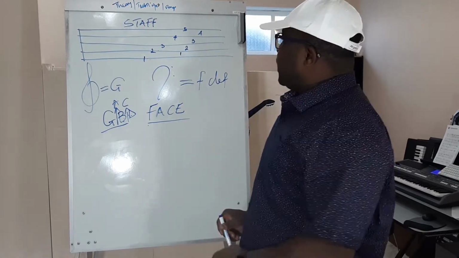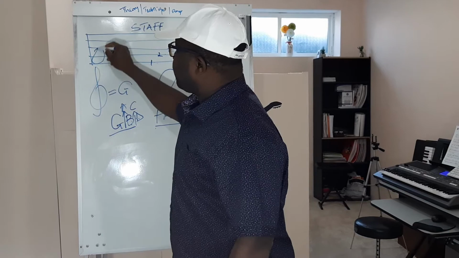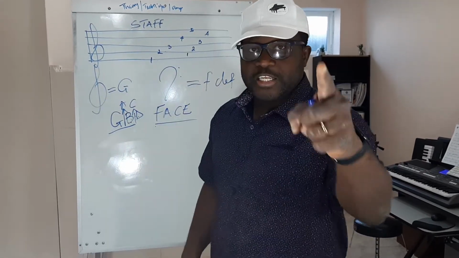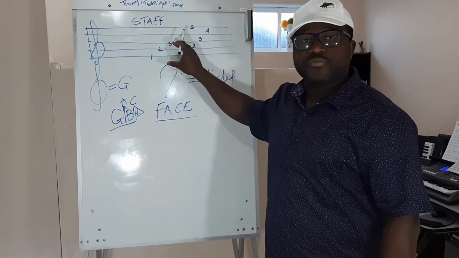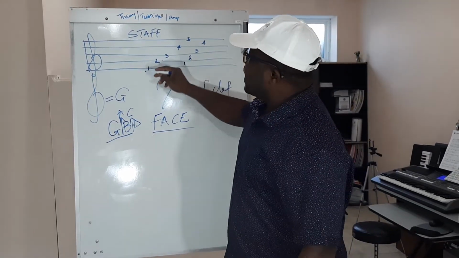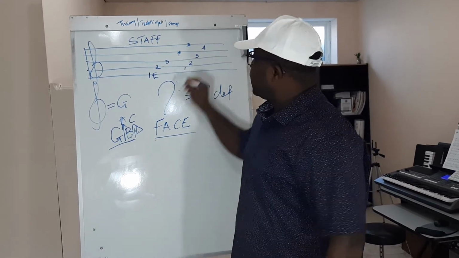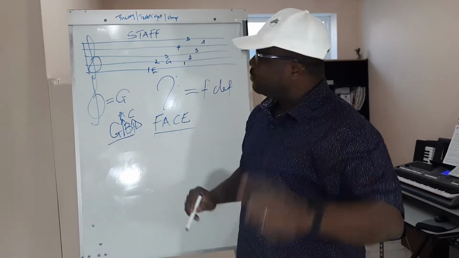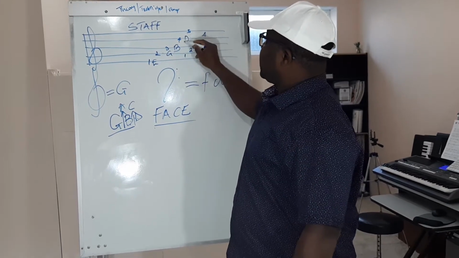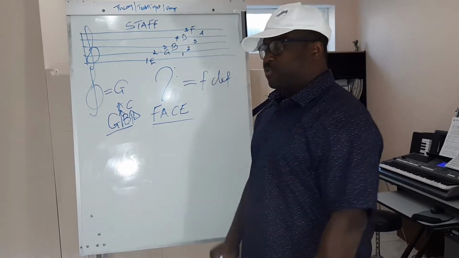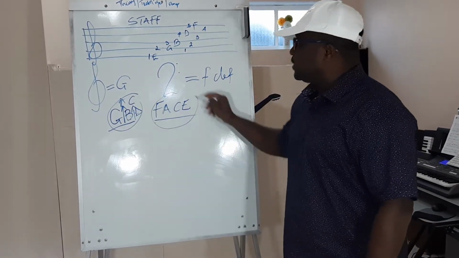So what does this mean? It means that if we put a treble clef on the staff, turning it to a treble staff, we now get E as the first line, G, be with me now, G as the second, B as the third, D as the fourth, and F as the last one. Remember this formula, GBD face.